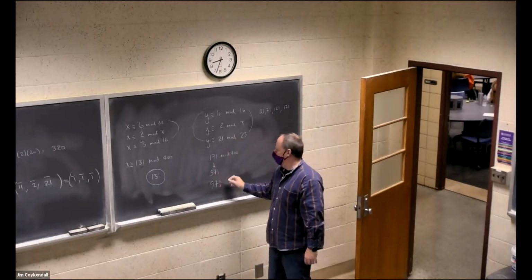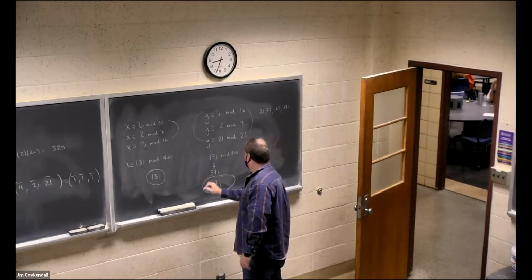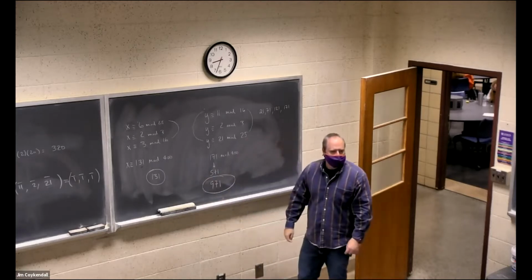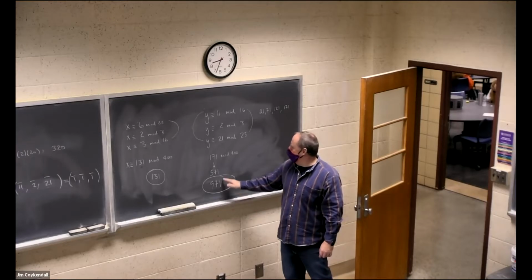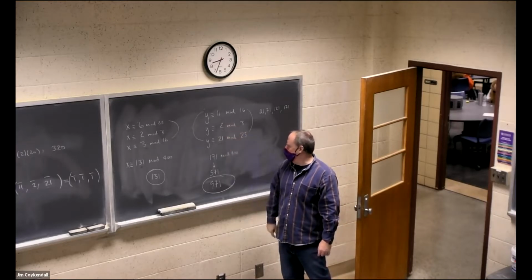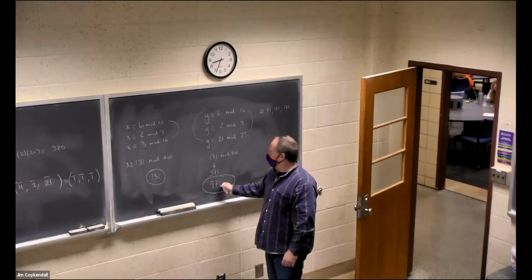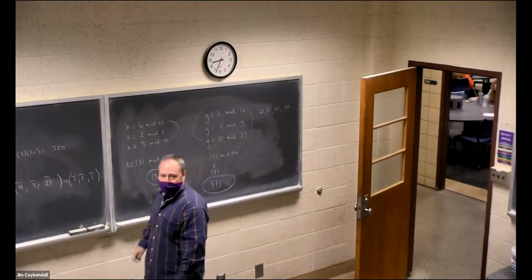Another 400. I get 971. Notice that 971 satisfies all three of these equations. And these two should be inverses of each other, not 1200.